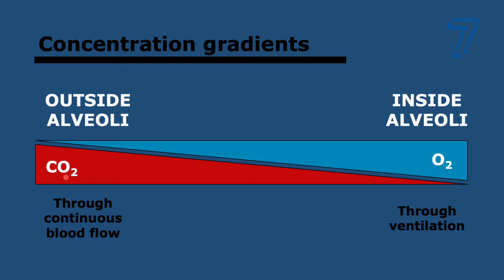So that means that in the blood, outside the alveoli, there's going to be a high concentration of CO2 and a low concentration of oxygen. At the same time, inside the alveoli, through ventilation with air, air is going to have a high concentration of oxygen and a low concentration of carbon dioxide, allowing for that concentration gradient and for gas exchange to occur.